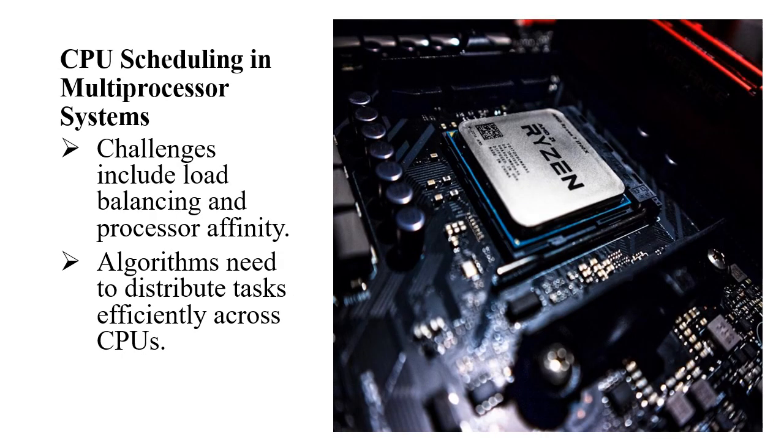Next, CPU scheduling in multiprocessor systems. In multiprocessor systems, scheduling becomes more complex because multiple CPUs must share tasks efficiently. Some key challenges may include load balancing and processor affinity. Scheduling algorithms in multiprocessor systems aim to maximize CPU utilization and system throughput while ensuring smooth execution of multiple tasks.